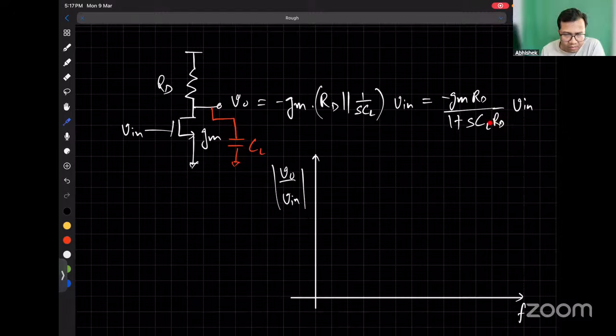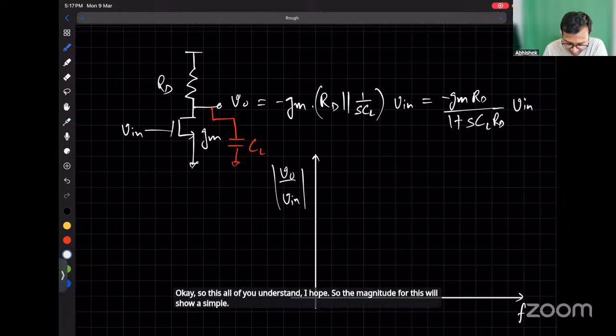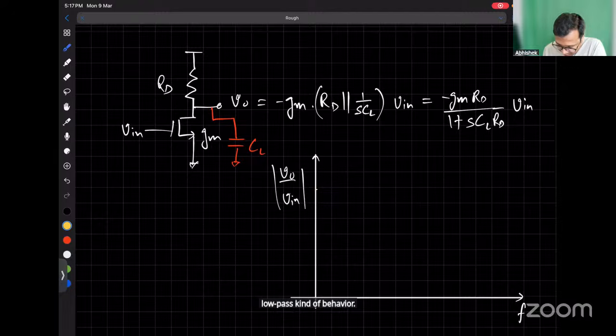Is there any query? Okay, I hope all of you understand this. The magnitude for this will show a simple low pass kind of behavior. So the magnitude response will look like this if you are plotting in the log scale.